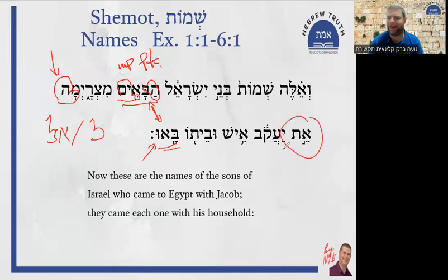Another point, et Yaakov. Et is an extremely common word in Biblical Hebrew, about 12,000 times, if you take all of its conjugations and all of its forms. Usually the word et simply marks the definite direct object. In this case, it is not the definite direct object marker, but rather it means with. So they came with Jacob, and I think the translation of the word et as with is a good translation.